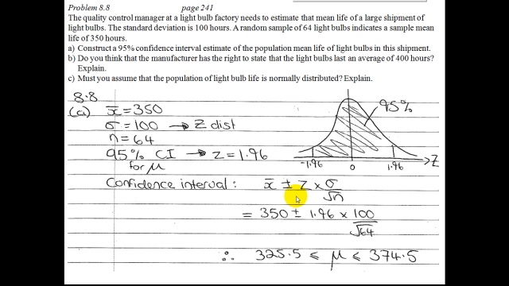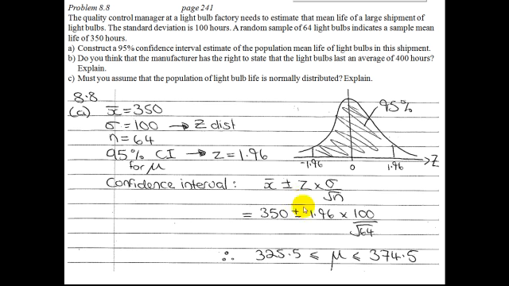And once you know you're dealing with means, then it's a matter of saying is sigma known or is sigma unknown. We've got our formula. Now we can simply substitute in the right values and do the number calculation on the calculator. So our point estimate for the mean is 350. To that, we're adding and subtracting 1.96 times 100 over the square root of 64.